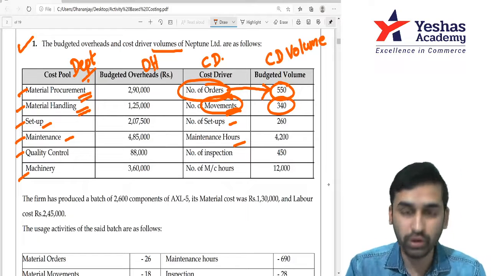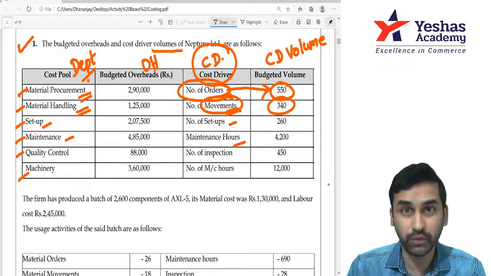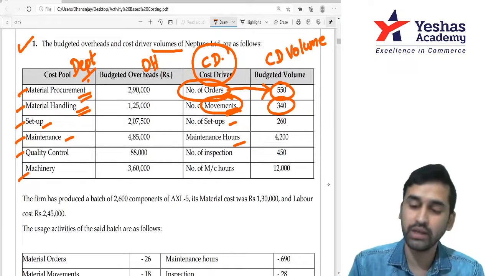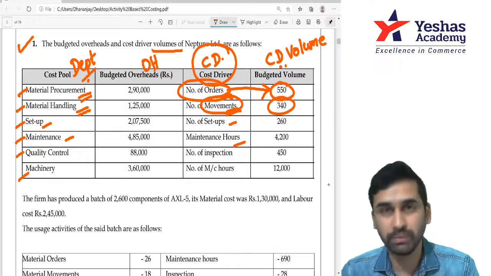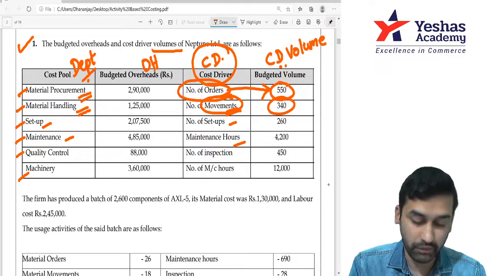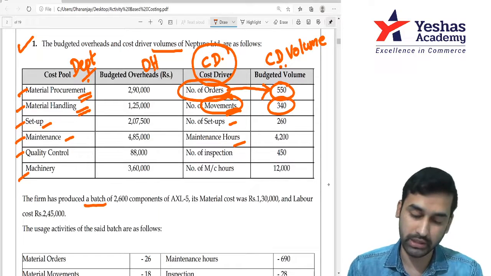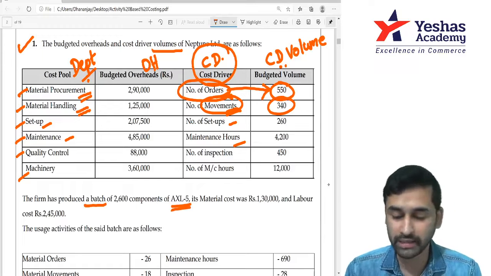When I say phone call is the cost driver, and then when I say 1000 phone calls, that 1000 is cost driver volume. Simple? Yes. Next. The firm has produced a batch of 2600 components of the product AXL5.